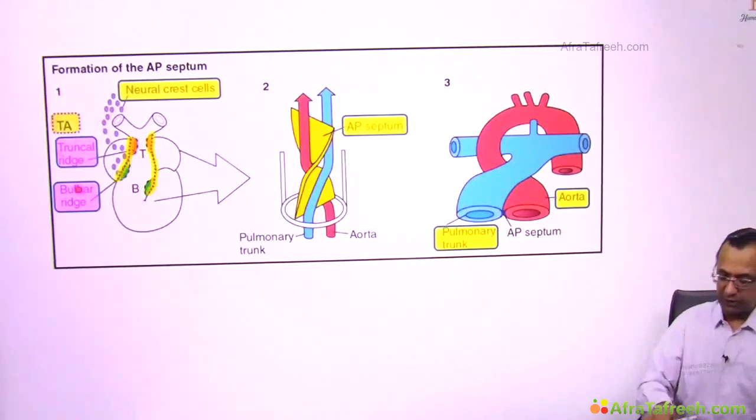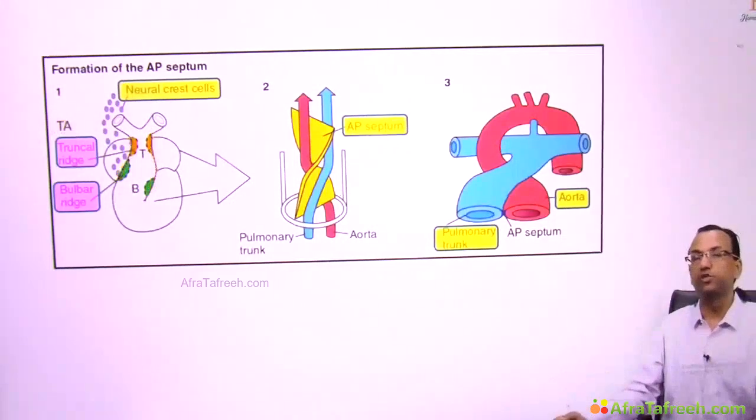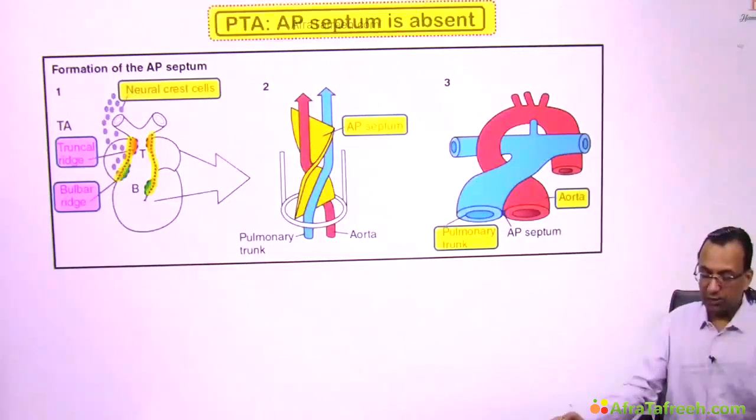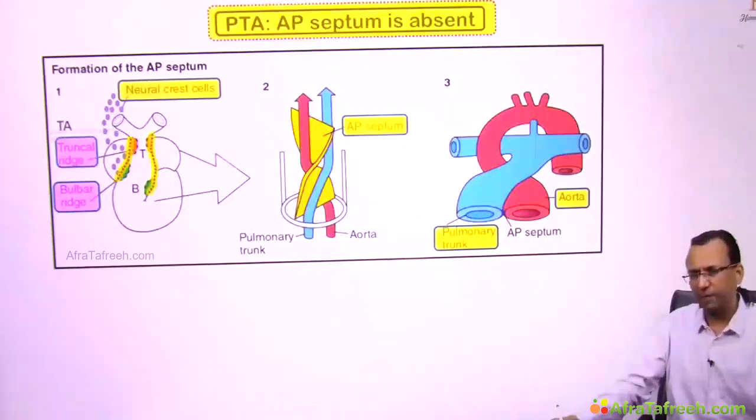So persisting truncus arteriosus means truncus arteriosus is persisting and it has not divided into two vessels? Yes, because you don't have AP septum there. Persisting truncus arteriosus now, because I don't have the AP septum, because I don't have the neural crest cells in the region. Yes, that is anomaly number 1.